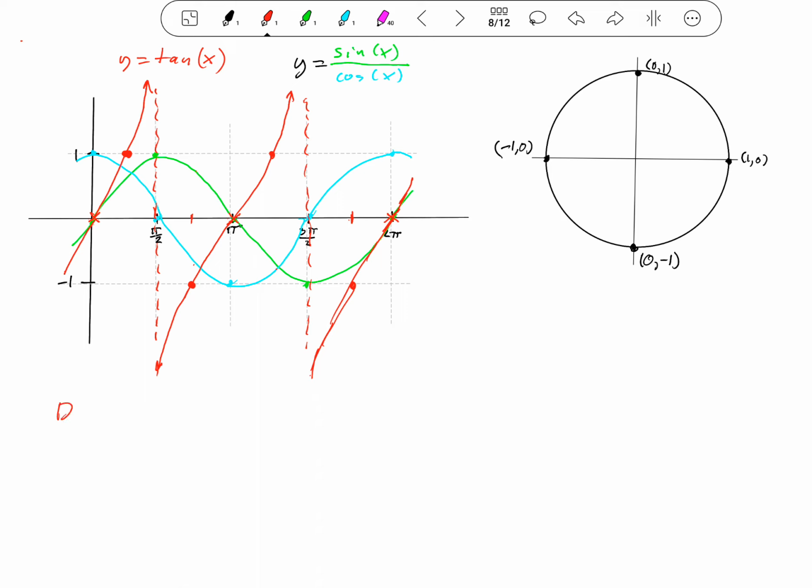The domain of the tangent function is all values of x except for when the cosine is equal to 0. So that would be all values except for pi over 2 plus k pi for integer k. And that means that we have asymptotes of x equal to pi over 2 plus k pi for integer values of k.